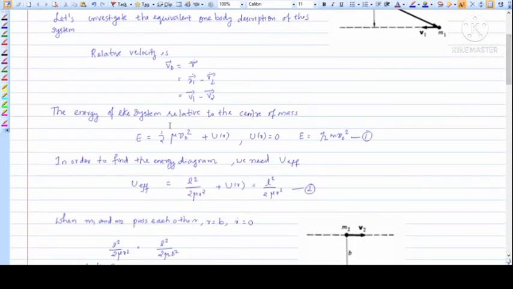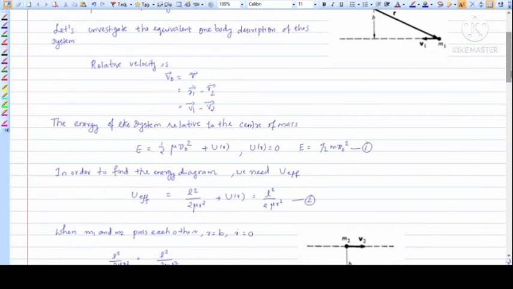And the energy of the system related to the center of mass: we have studied the expression for the energy. We know that it is the sum of the kinetic energy and the potential energy, which is equal to half mu v0 square plus U of r. And what is mu? Mu is the reduced mass of m1 and m2. Here we are considering the one body problem, and v0 is the relative velocity of the particles, and U of r is the potential energy.